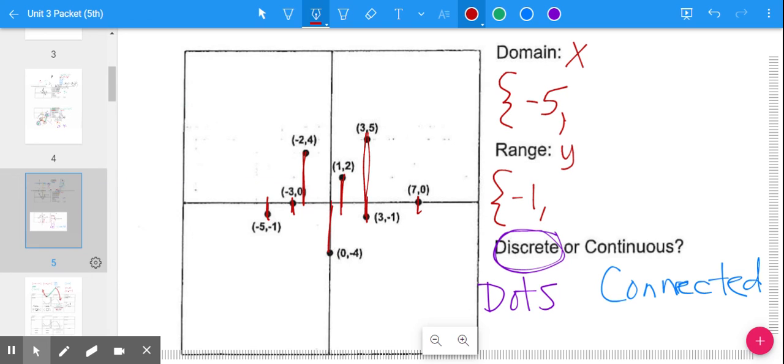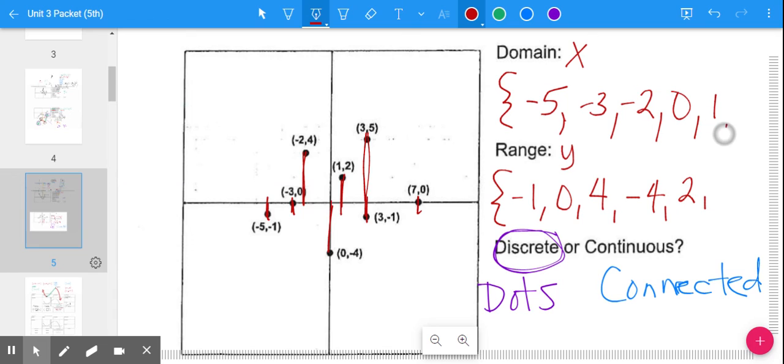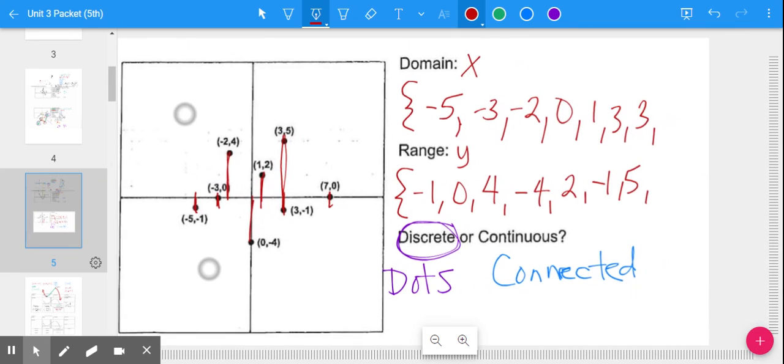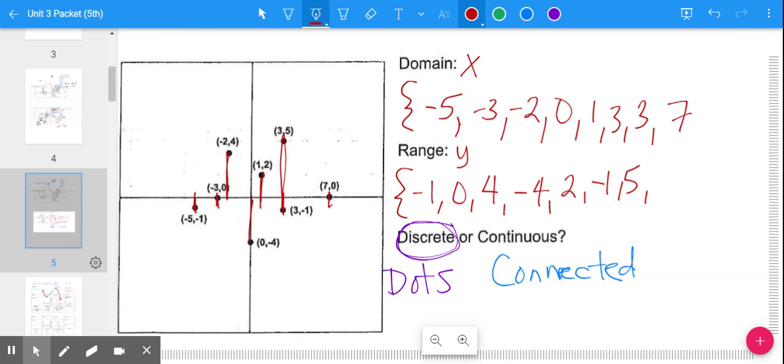So on the next ordered pair, we have -3, 0. -3 is the x, 0 is the y. Next one is -2, 4. -2 is the x, 4 is the y. Then we have 0, -4, 1, 2, 3, and we have a -1 and a 5 with that 3. I like to put the -1 first because it's the smaller value, and then we put our 3, 5 next. And the last ordered pair is 7 as the x value, 0 as the y value, and we are finished.